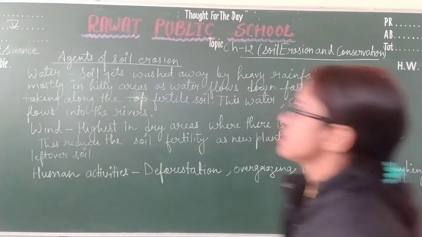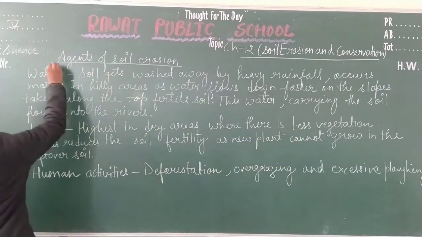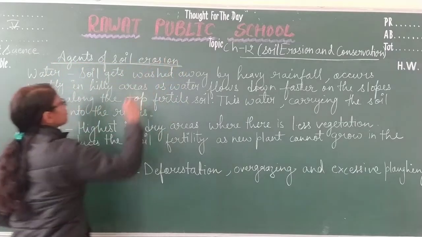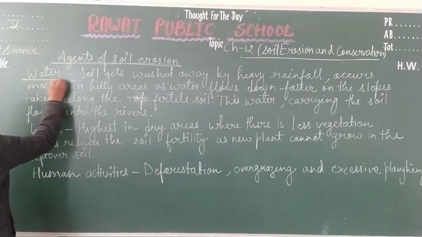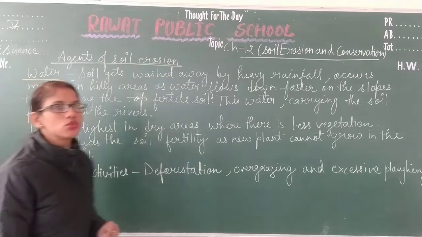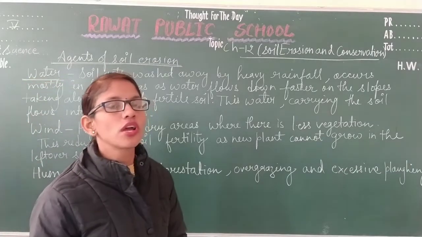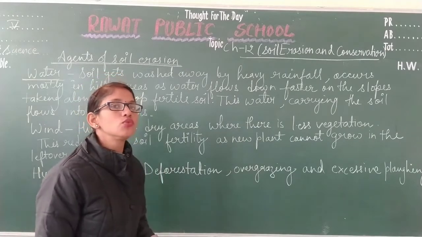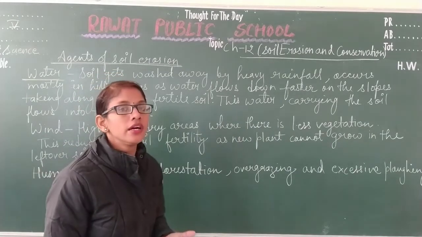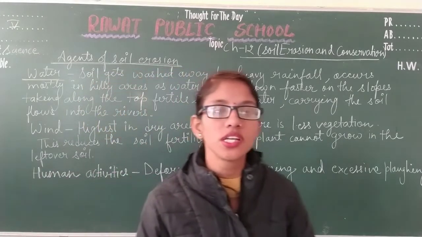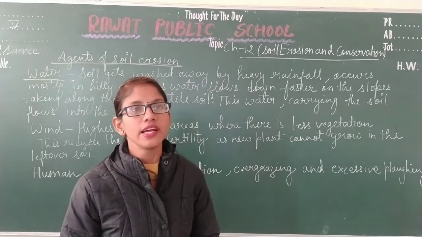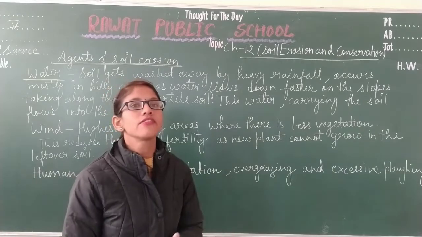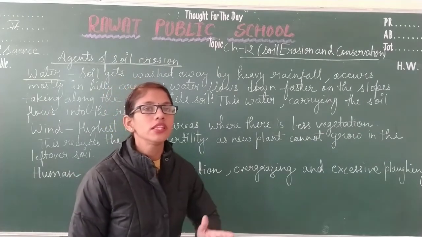So students, next is agents of soil erosion. What are the different agents of soil erosion? The first one is water. Water washes away the topsoil layer, thus leading to soil erosion. This generally takes place in hilly areas, and when the water flows at very high speed, it takes away the top layer of the soil with it.